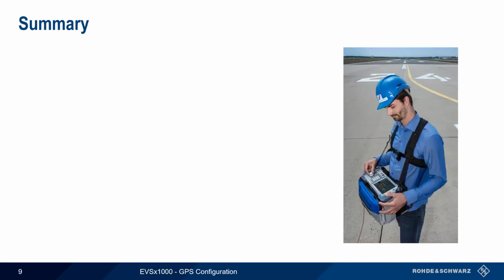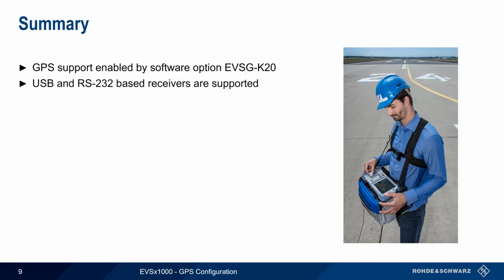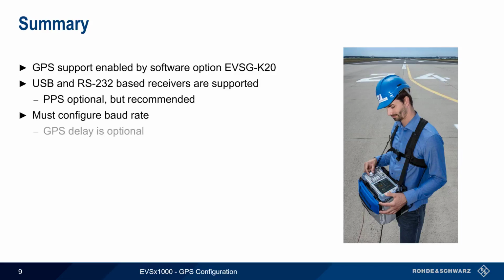In this presentation, we've covered GPS support, which requires option K20 on the EVSg1000, but is standard on the EVSf and EVSd. Both USB and RS-232-based GPS receivers are supported, and although not strictly mandatory for most applications, the EVS also supports a pulse per second input. Configuration is very straightforward. In addition to GPS interface type, baud rate must also be configured, and a GPS delay is recommended in some cases.